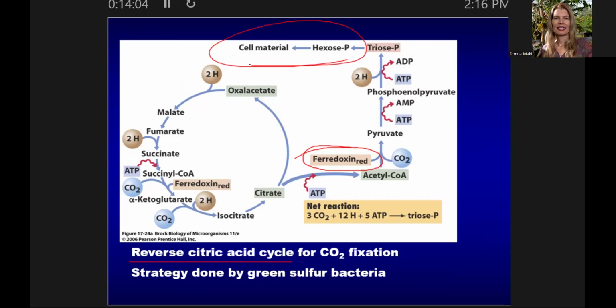So there's some bacteria that do this. You don't have to know who does what. I'm not asking you to memorize which bacteria do what, but just understand that these funky bacteria, some don't run the Calvin cycle. They take the citric acid cycle and reverse it. So pretty interesting. Okay.